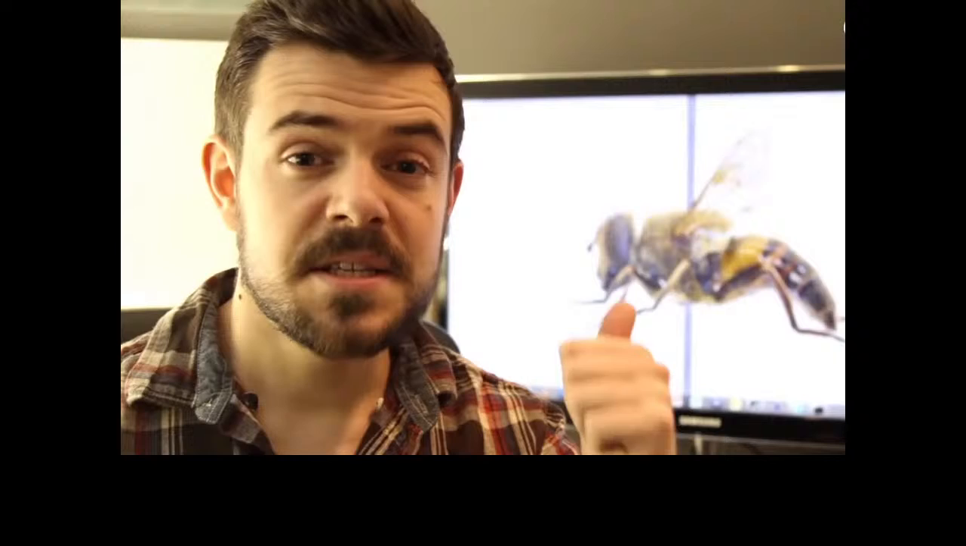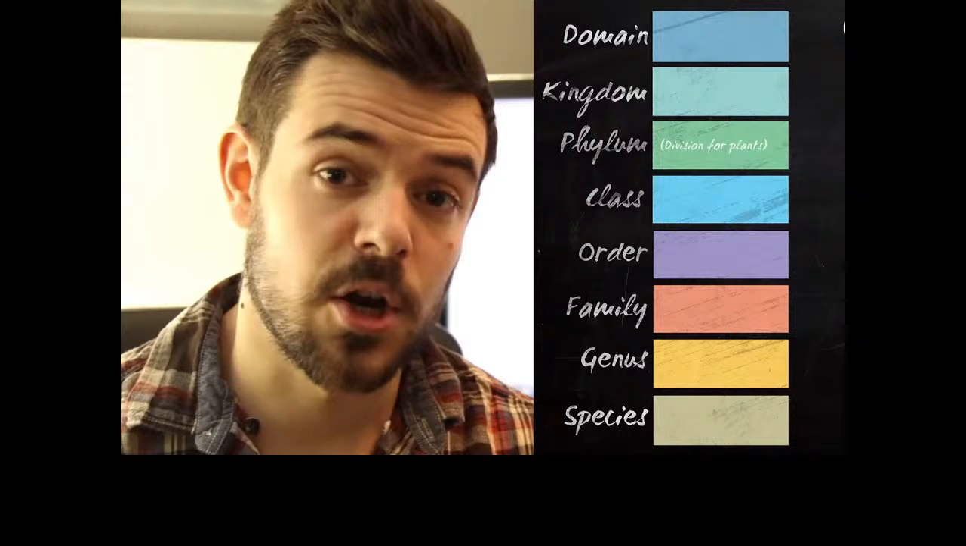So these are the general taxonomic ranks. You can remember them using this helpful mnemonic. Do koalas prefer chocolate or fruit, generally speaking?